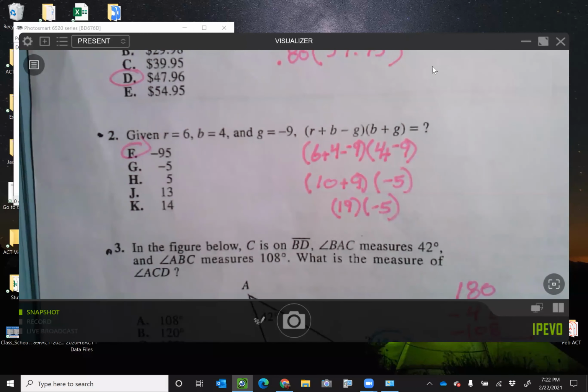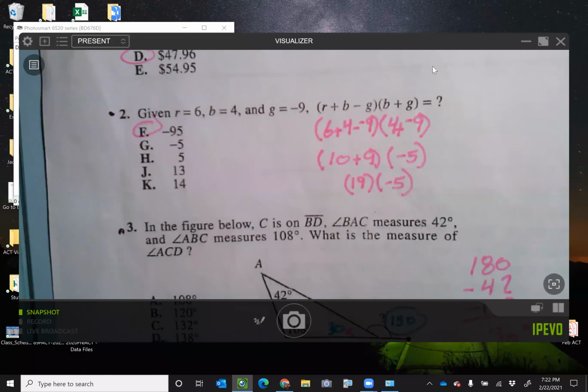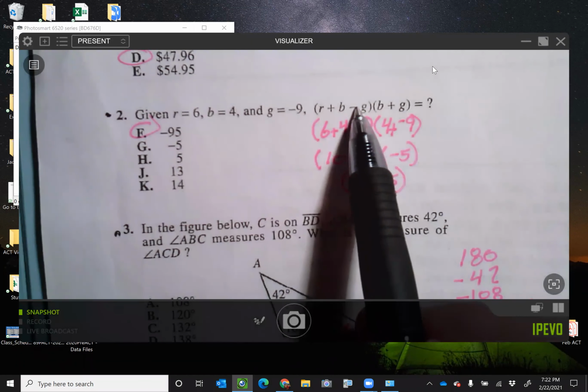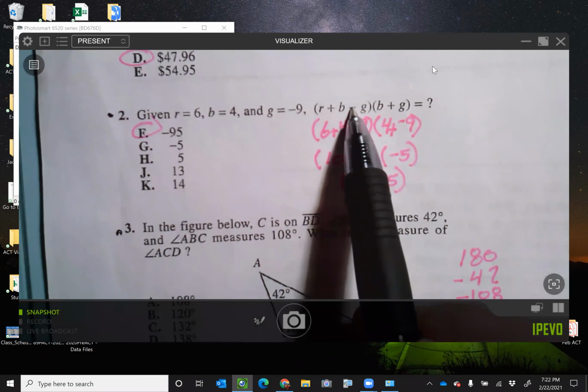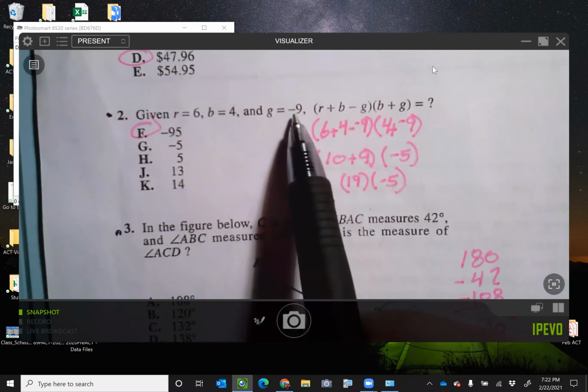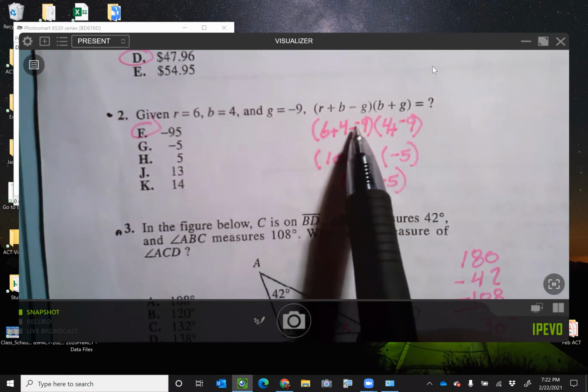Question number 2, just substituting in values. Now, I did show all the math here. One of the big mistakes is forgetting that we're subtracting G here, right? So there's a subtraction sign. And then remember, G is a -9, so there's really 2 negatives.